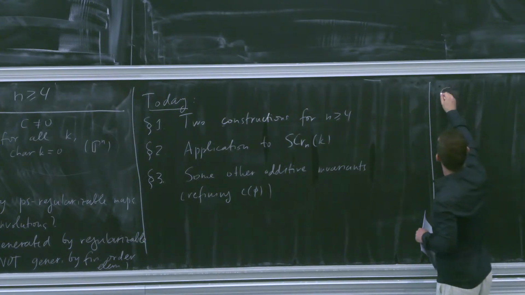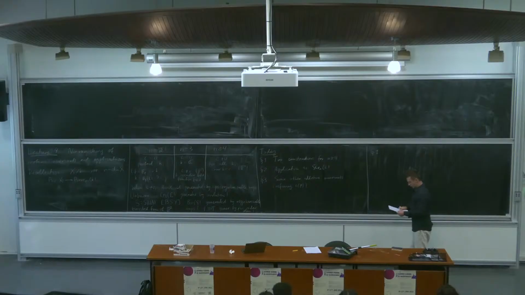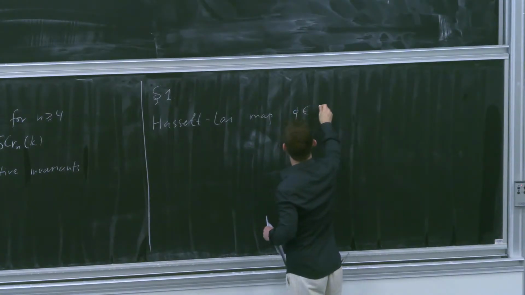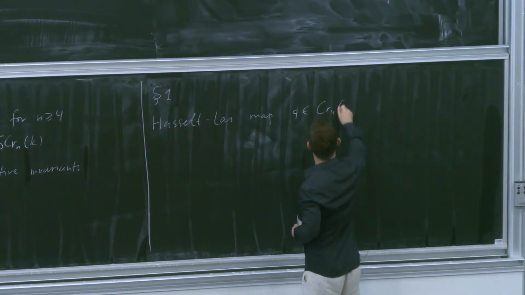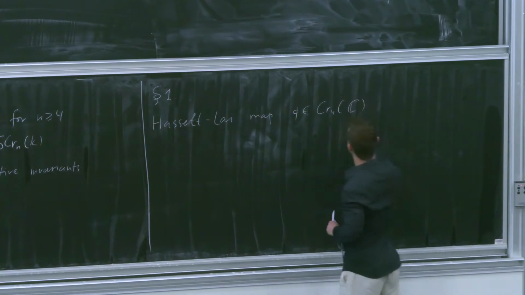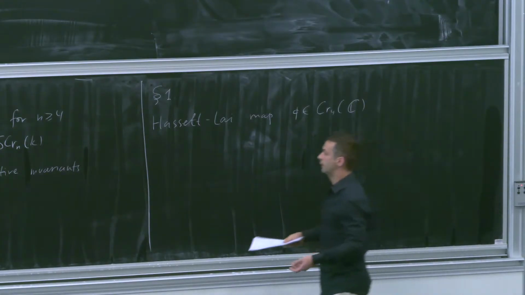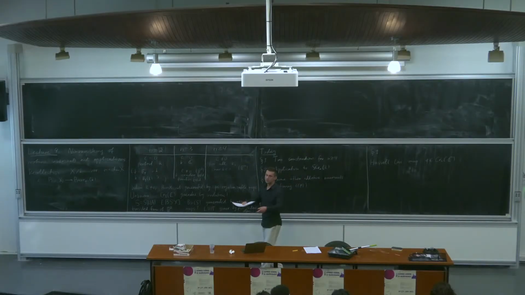Okay, so let's do some constructions. The 2 constructions: one is a slightly older one, the other is a slightly newer one, and they have different pros and cons, so I'll explain what they are. So the first construction is the so-called Hassett-Lie map, in Cremona 4, over C. Basically, for this kind of argument, one needs to generate interesting maps. They have produced a map like this for some other purposes. I'll now state what it is.